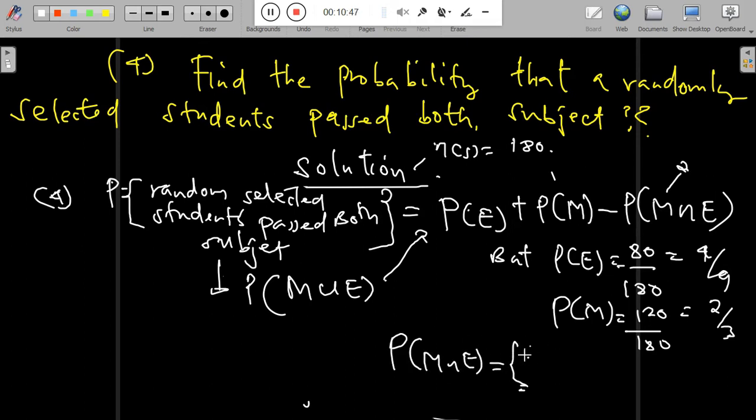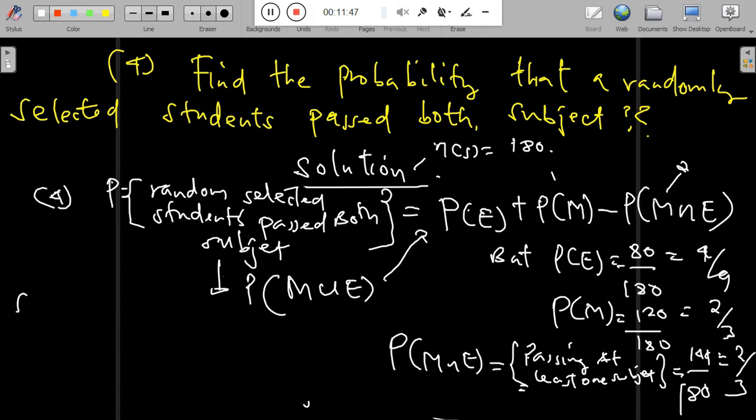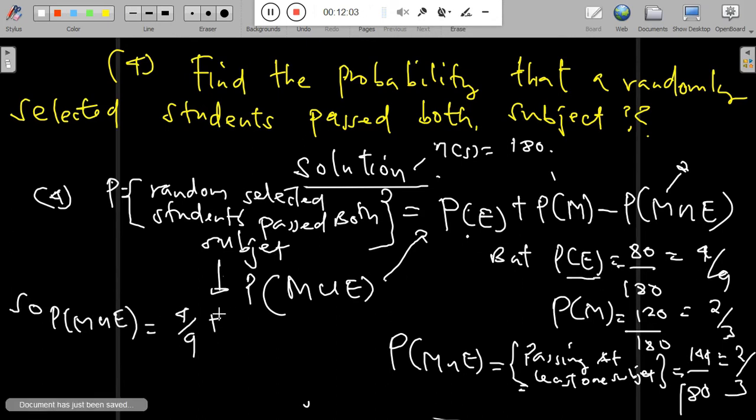But the probability of M intersection E is equal to the probability of all students who passed, the probability of mathematics intersection E, which is given as 4 over 5. It is like saying that for our scenario question above, we take the number of students who passed at least one subject and divide by the total sample space, that is 180. So we take 144 divided by 180, which is equal to 2 over 3.